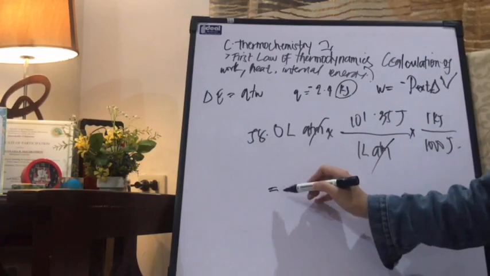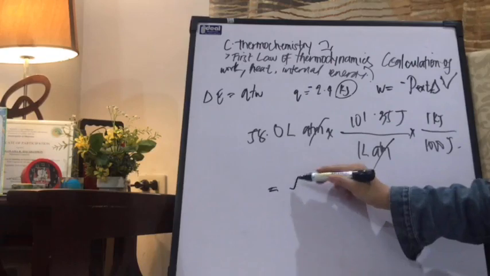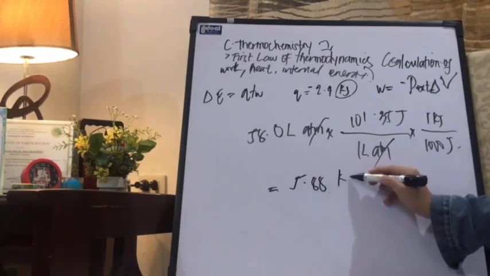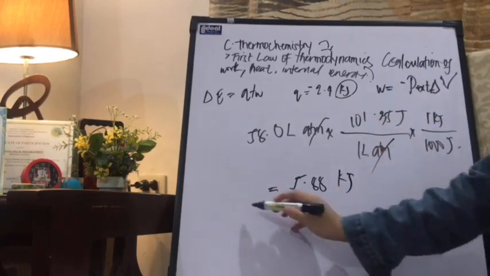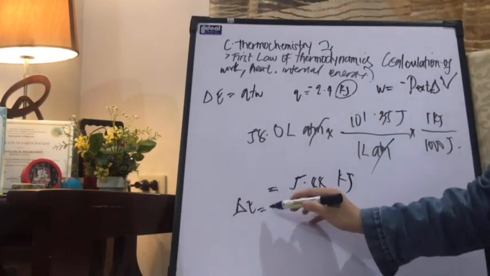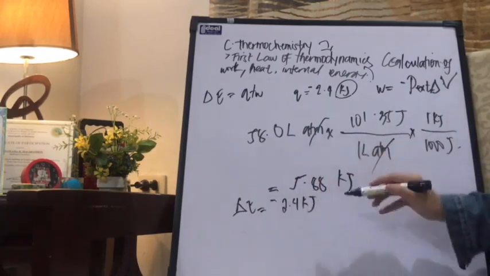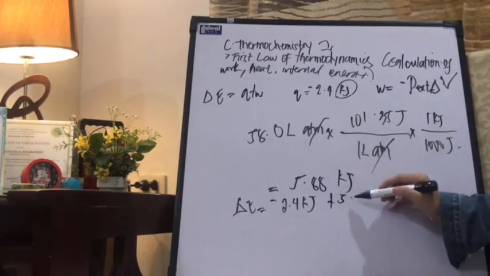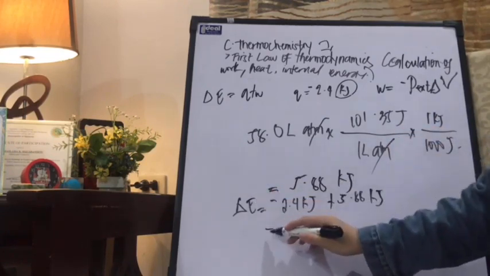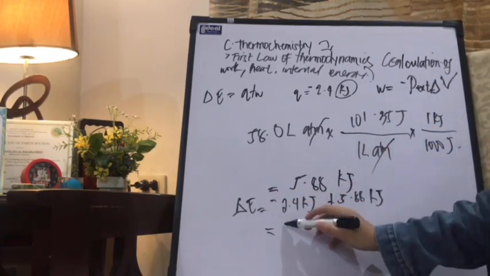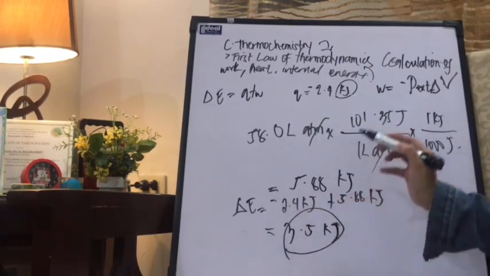So my work in kilojoules is positive. I-calculate lang yan. The answer will be positive 5.88 kilojoules. So what we're going to do is just add it together. Delta E is equal to Q, which was negative 2.4 kilojoules, plus our work, which is 5.88 kilojoules. And so our delta E for this problem is positive 3.5 kilojoules. So that's the final answer, 3.5 kilojoules. That's all.